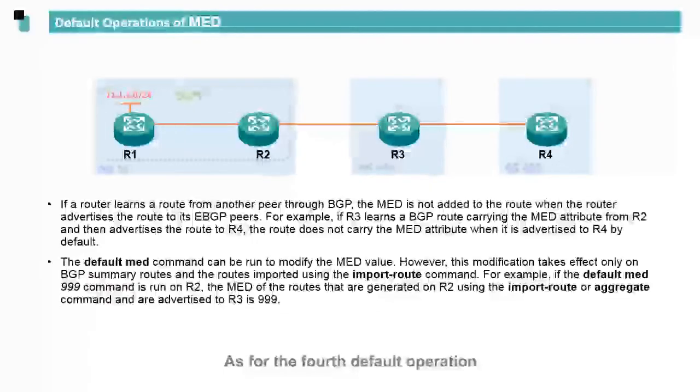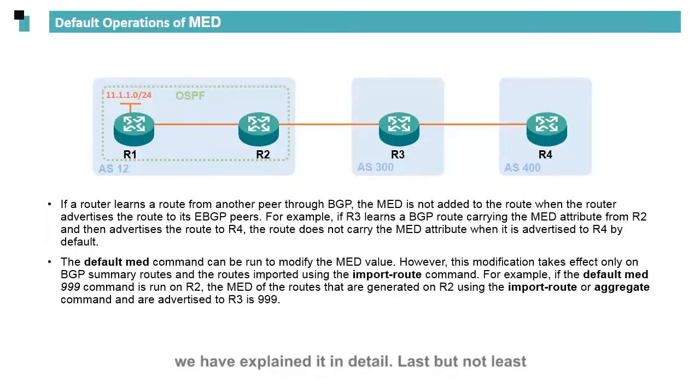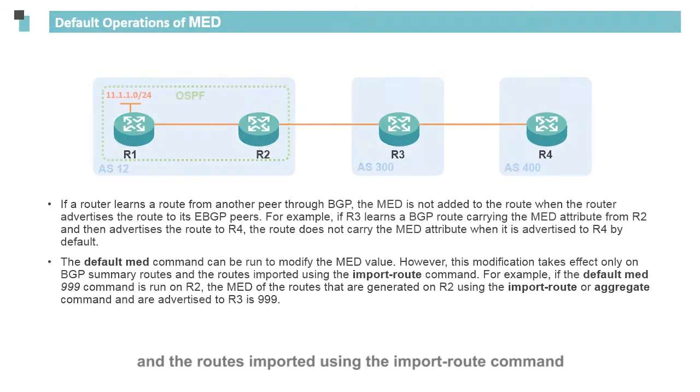As for the default operation, we have explained it in detail. Last but not least, we can run the default med command to modify the MED value. However, this modification takes effect only on BGP summary routes and the routes imported using the import-route command.